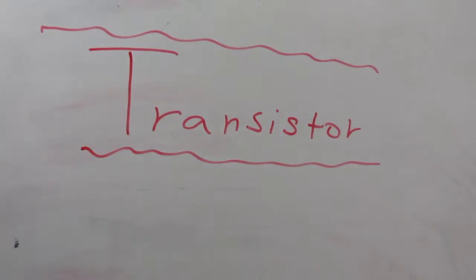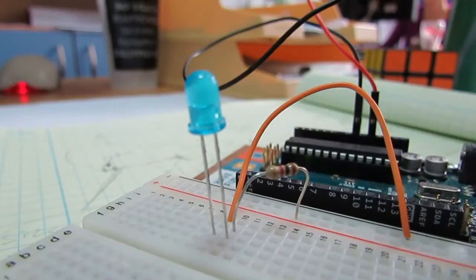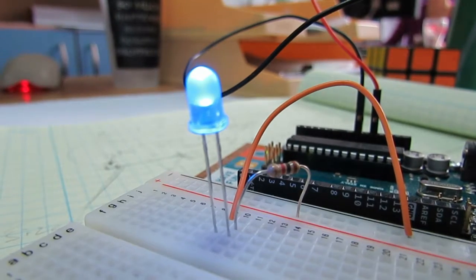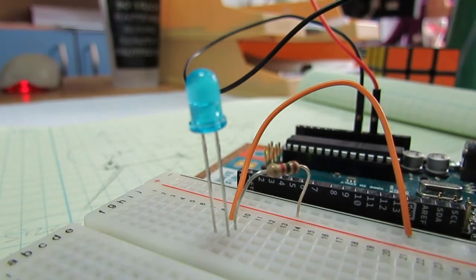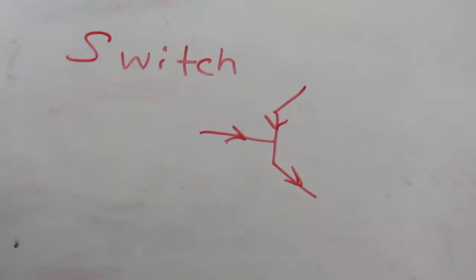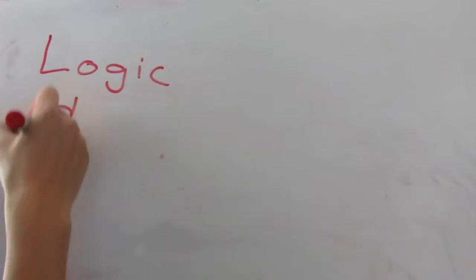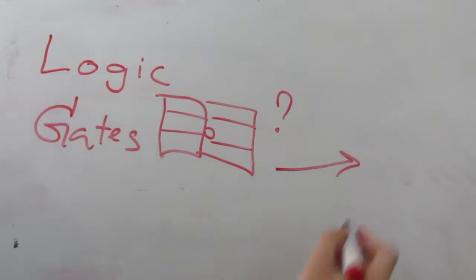What is a transistor? Well, basically, a transistor is a switch that blocks or opens a path for electrons, kinda like 0 and 1 in binary code, where 0 is off and 1 is on. Well, those switches form logic gates, which do all the computation and all the calculations in your computer.